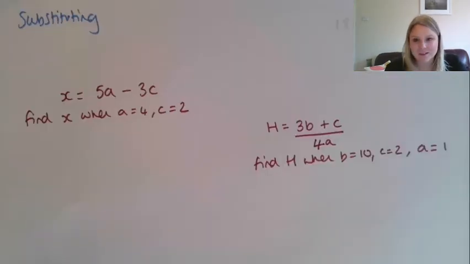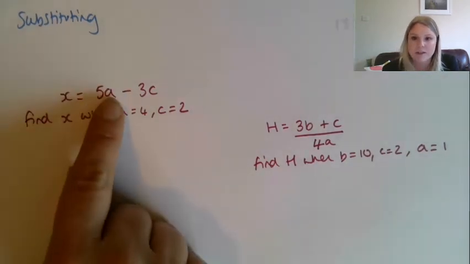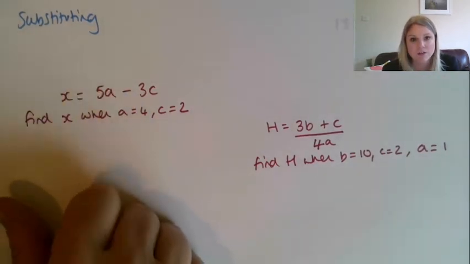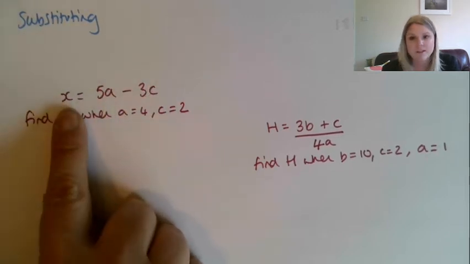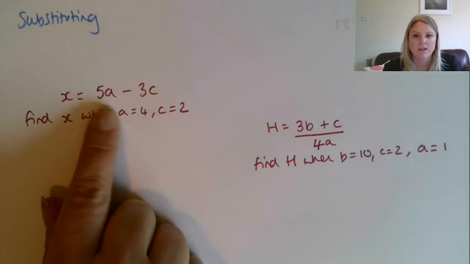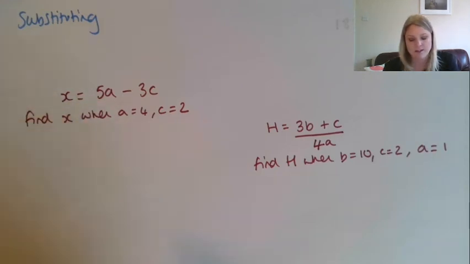Right, next little thing we did was substituting into equations. So that's just whenever you replace the letters in the equation with the value that they hold. So we're going to do 2 examples here. So if we had the equation x equals 5a minus 3c, and we could be asked to find x whenever a is 4 and c is 2.